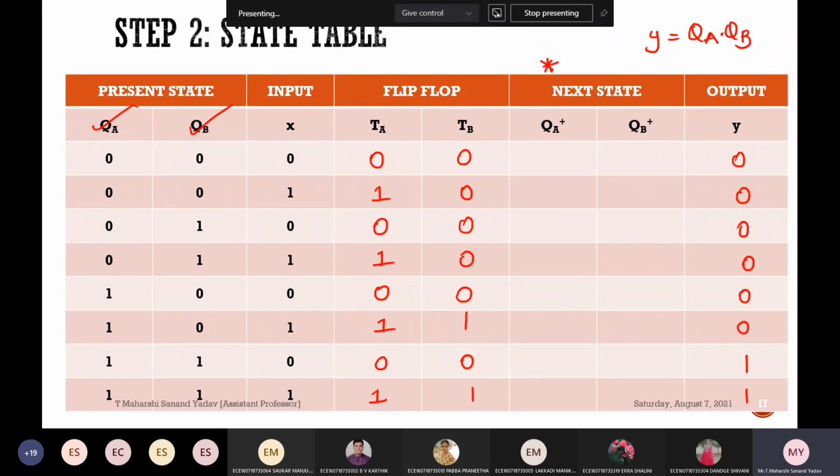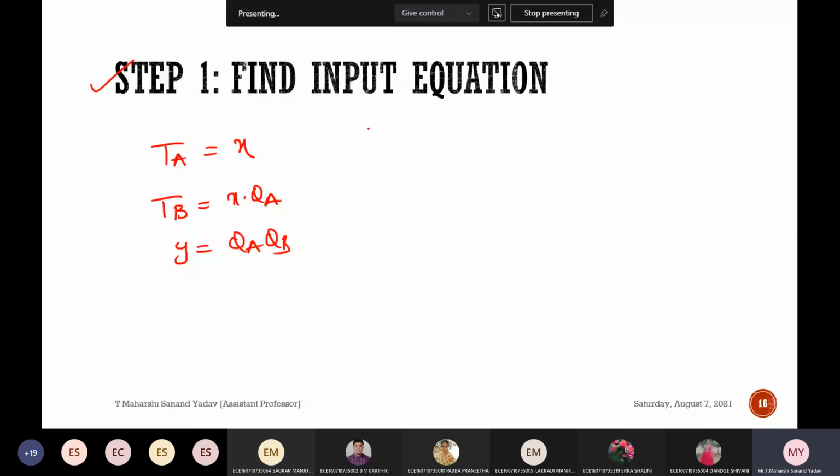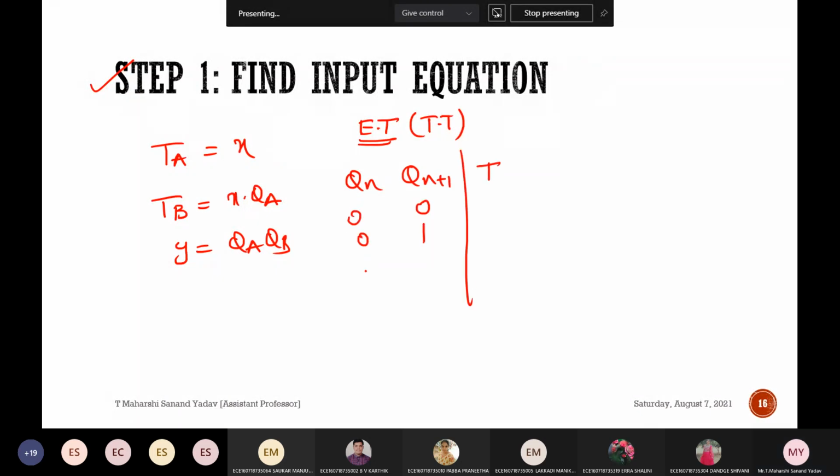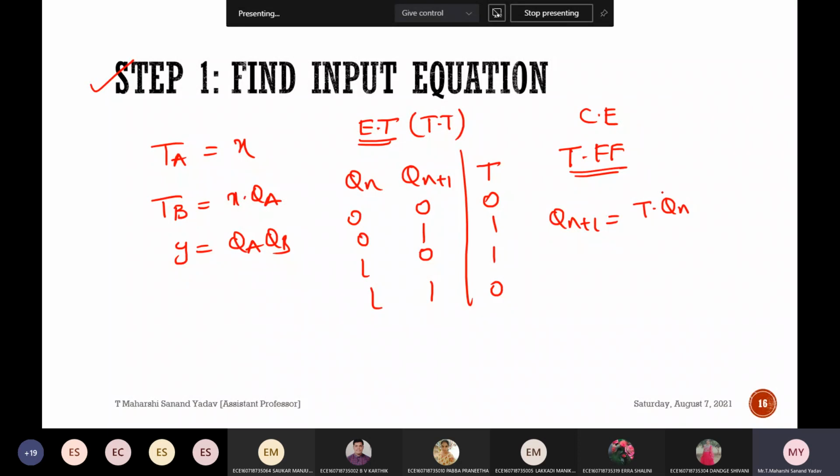Next state for which flip flop? For T flip flop. So excitation table for T flip flop. XOR gate. Qn plus 1 and I want T. Tell me. 1 1 0, 0 1 1 0. Next. What is the characteristic equation for T flip flop? XOR gate. So simply Qn plus 1 is equal to T Qn bar plus T bar Qn.